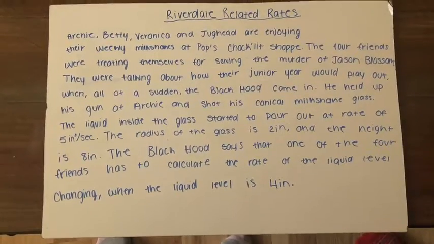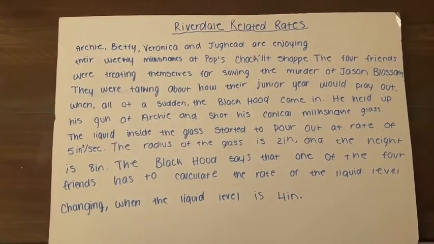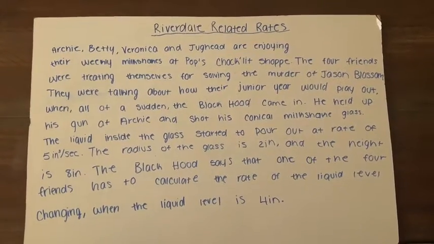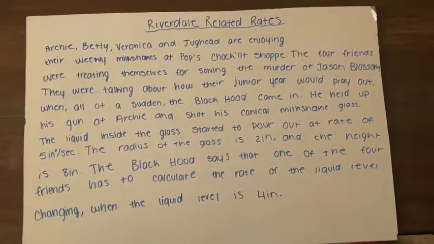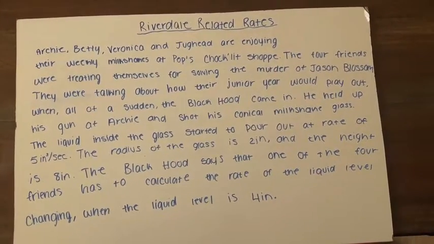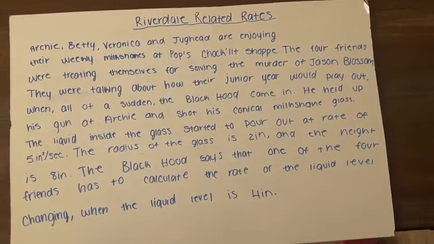Archie, Betty, Veronica, and Jughead are enjoying their weekly milkshakes at Pop's chocolate shop. The four friends were treating themselves for solving the murder of Jason Blossom. They were talking about how their junior year would play out when all of a sudden the Black Hood came in. He held up his gun at Archie and shot his conical milkshake glass.